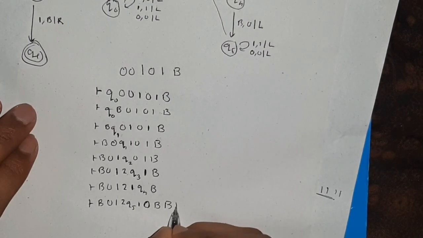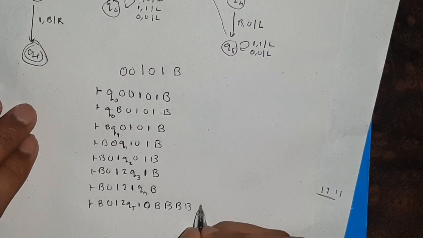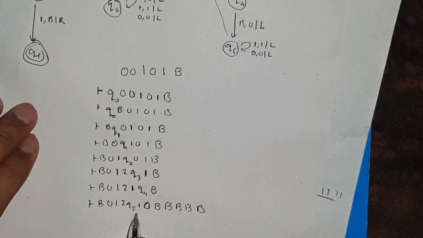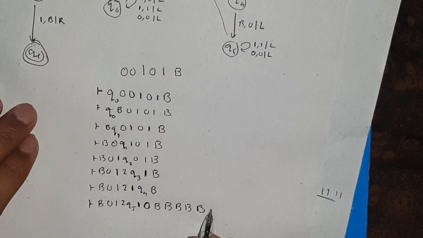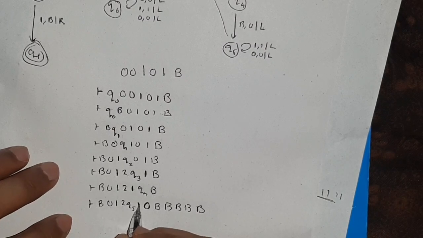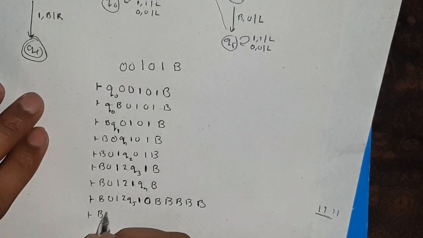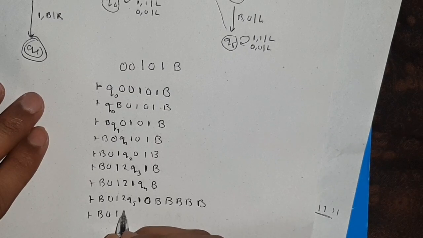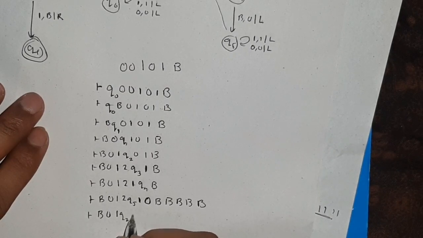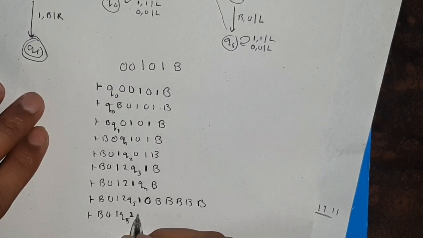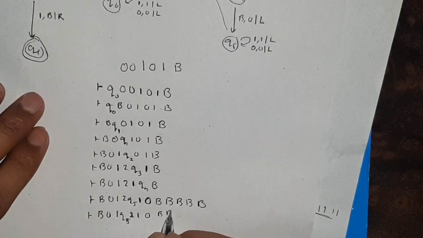So I'll have 0 here. Let's add the blank spaces here. You can have n number of blank spaces here. Okay, so let me keep it as such here, and after that q5 on 1, what do I have to do? I have to just ignore it, move to the left. B 0 1, move to the left means q5 will come here, q5 2 1 0, then B is here.